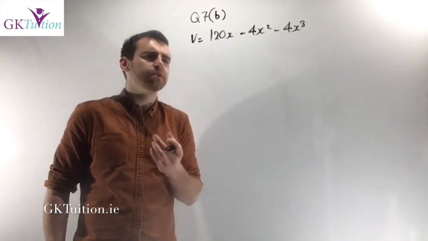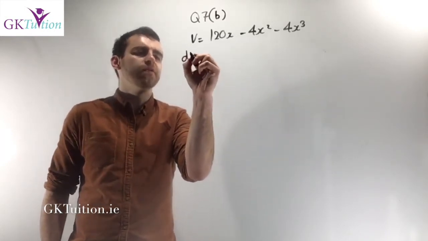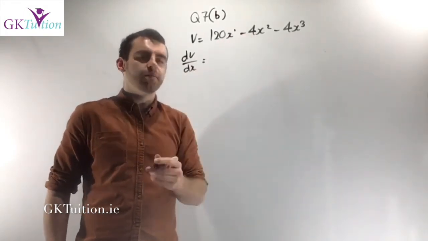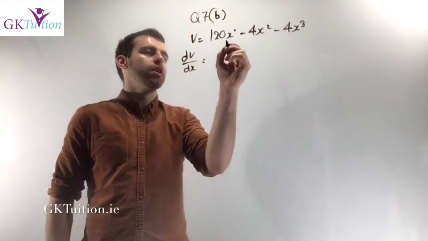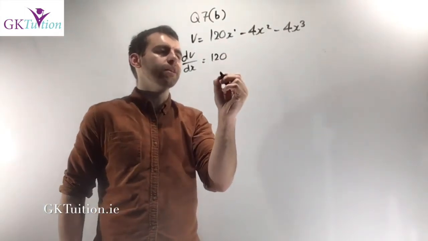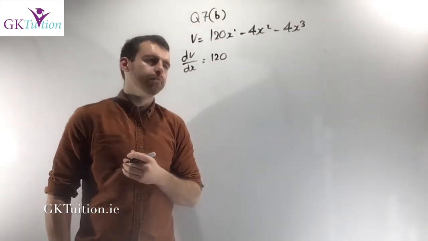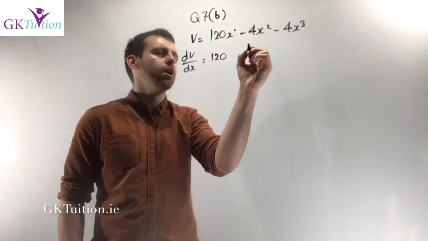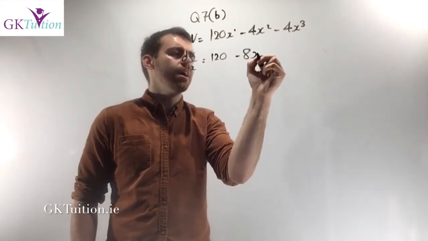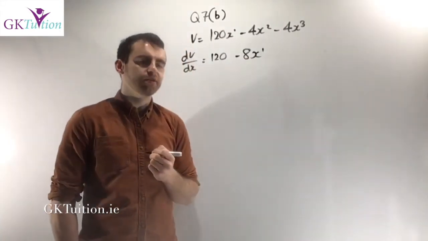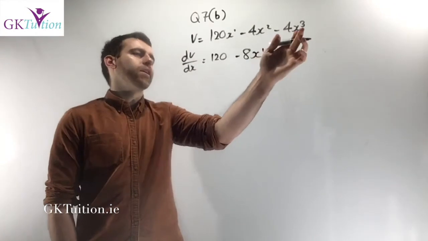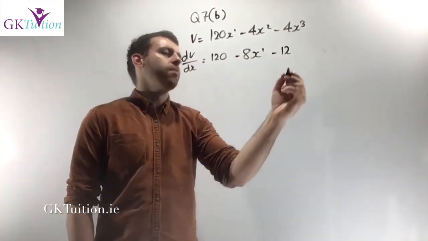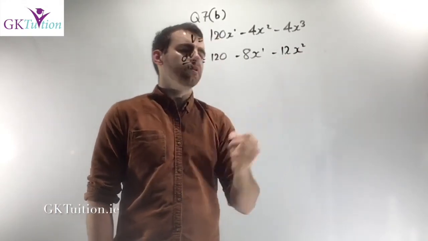So the first thing I need to do is get the derivative here. If this is v, I need to find dv dx. If I have 120x to the power of 1, you bring the 1 in front, 1 times 120 is 120, and it becomes x to the power of 0. The derivative of minus 4x squared, you bring the 2 in front, 2 by minus 4 is minus 8, and the power of x decreases by 1 down to 1. Minus 4x cubed, you bring the 3 in front, 3 by minus 4 is minus 12, and the power of x decreases by 1 down to 2.